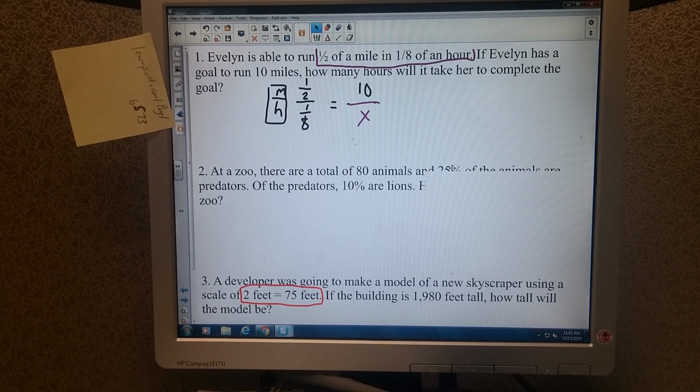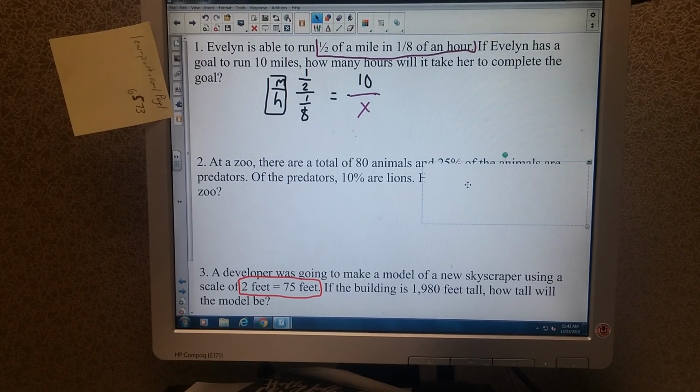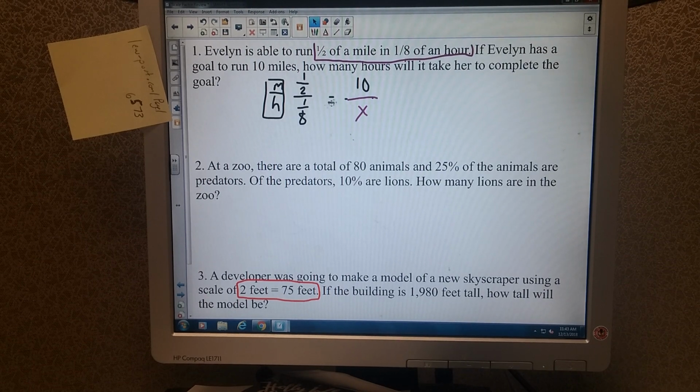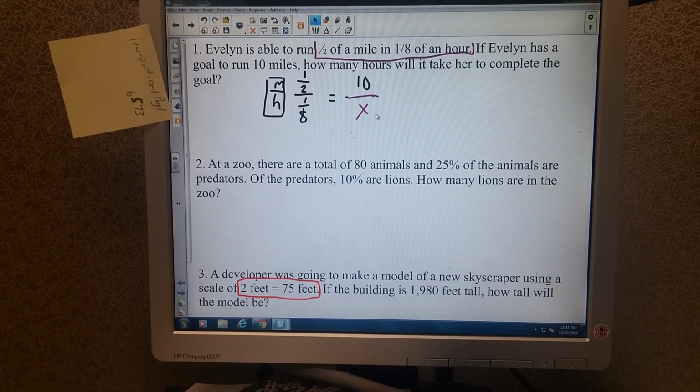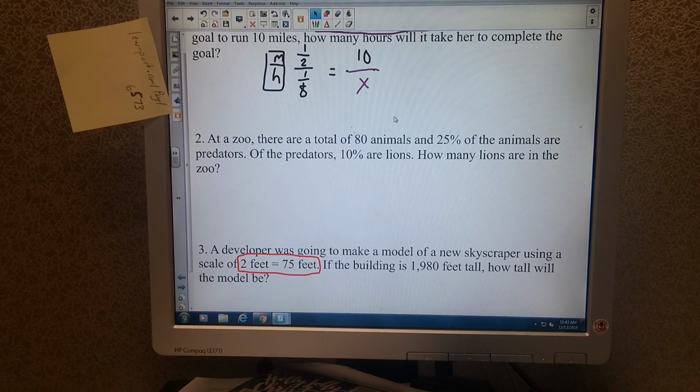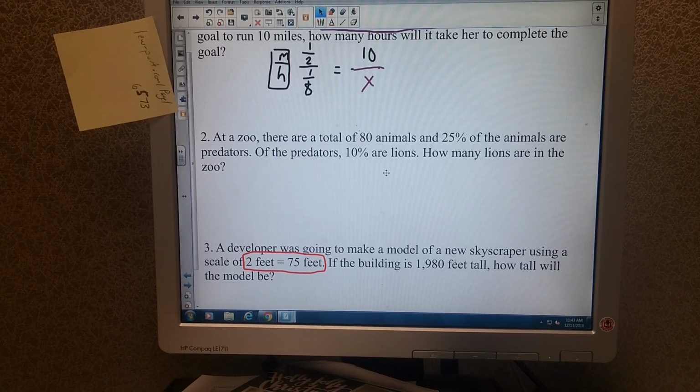From here, I'm not going to show it to you because you know how to do this. You cross multiply, so you do 10 times 1/8. You do 1/2 times x, and then you would solve the one-step equation. Number 2, these should be pretty easy by now, considering it's Friday.